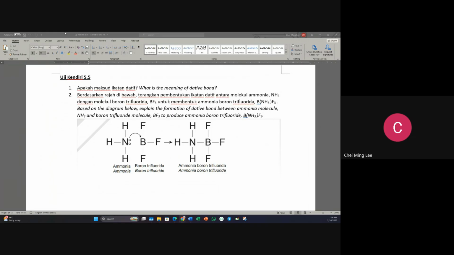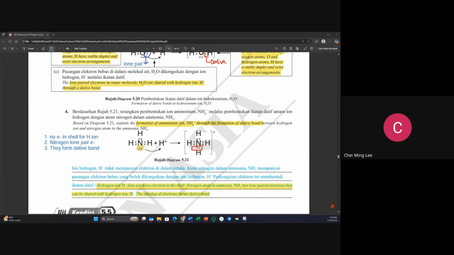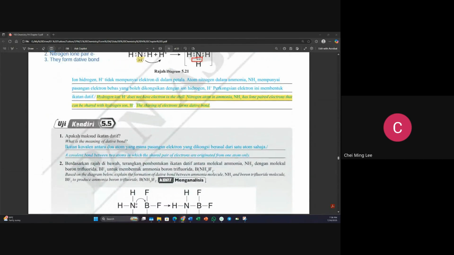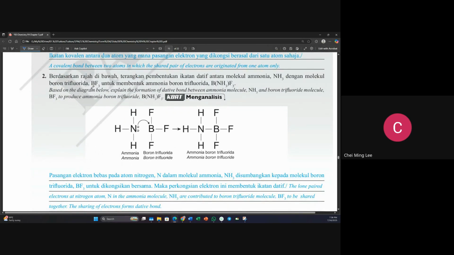All right, so let's see the answer. First, what's the meaning of this dative bond? It's a covalent bond between two atoms in which the shared pair of electrons originates from one atom only. Now, based on this diagram below, explain the formation of the dative bond between the ammonia molecule and the boron trifluoride molecule to produce ammonia boron trifluoride.